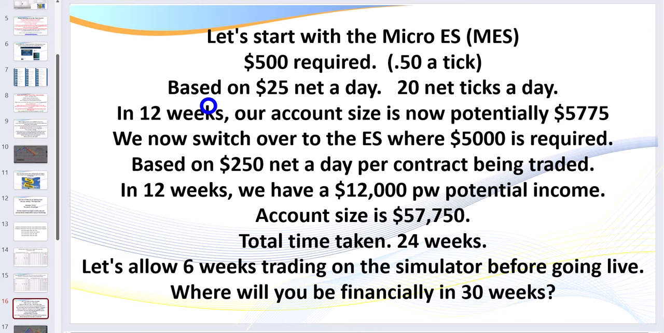Now here, even if you've got $5 or $10 or $20,000, starting this way, you're building a solid foundation, and you go from there. Like here on 25 a day in 12 weeks, account size potentially is up there at nearly 6,000. And legally, traders, I've got to say potentially, I can't control the sort of trading you do. You now switch over, and where 5,000 is required, another 12 weeks. So that total time taken is 24 weeks. Now let's allow 6 weeks when you first start learning my setups. Okay, so you're going to allow, say, 6 weeks on the simulator before you go live. Where will you be? That now makes it 30 weeks. Where will you be from today financially in 30 weeks? You're seeing the huge potential here.